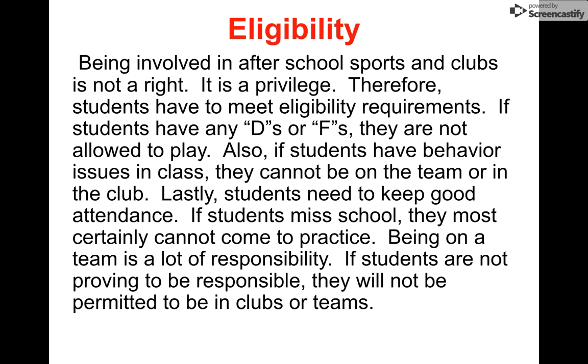Eligibility. Being involved in after-school sports and clubs is not a right. It is a privilege. Therefore, students have to meet eligibility requirements. If students have any D's or F's, they are not allowed to play. Also, if students have behavior issues in class, they cannot be on the team or in the club. Lastly, students need to keep good attendance. If students miss school, they certainly cannot come to practice. Being on a team is a lot of responsibility. If students are not proving to be responsible, they will not be permitted to be in clubs or teams. So which text structure do you think this one is?